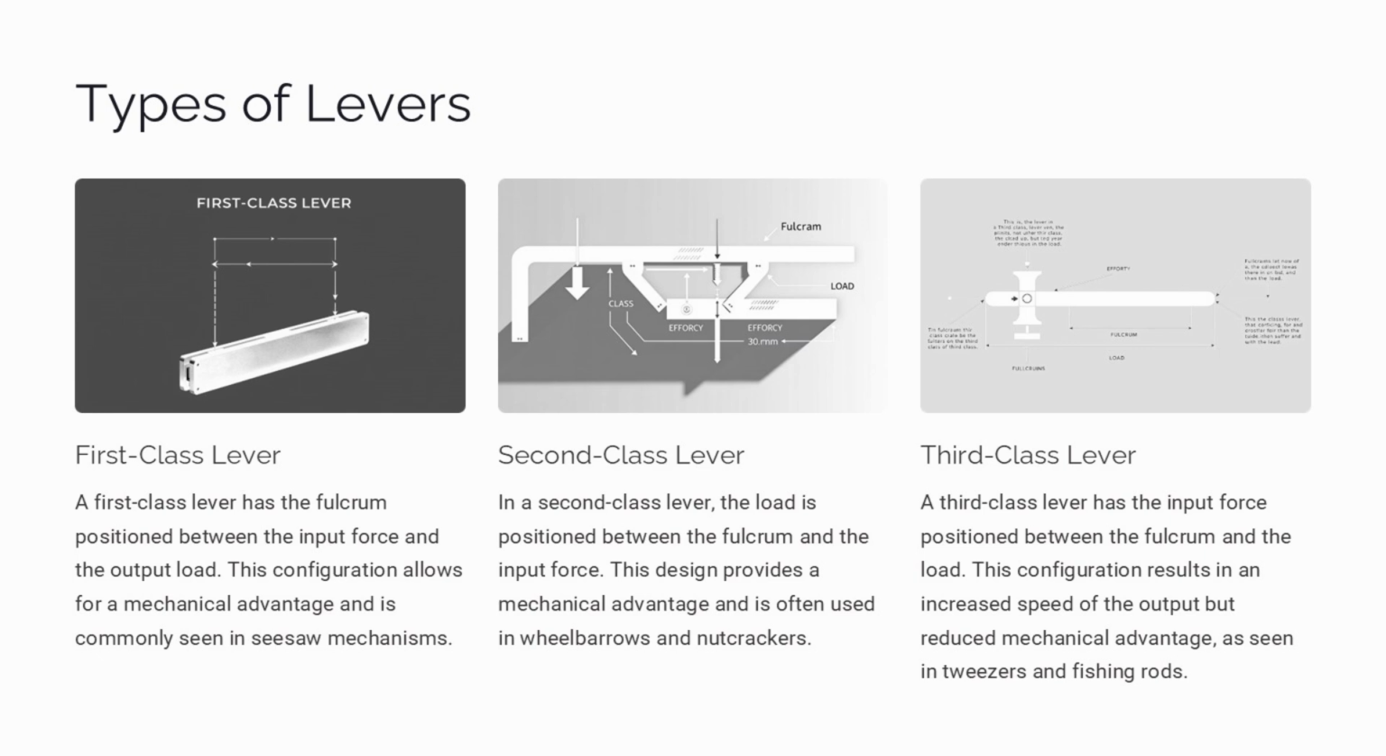This is commonly seen in seesaw mechanisms. In a second-class lever, the load is positioned between the fulcrum and the input force, providing a mechanical advantage. This design is often used in wheelbarrows and nutcrackers.